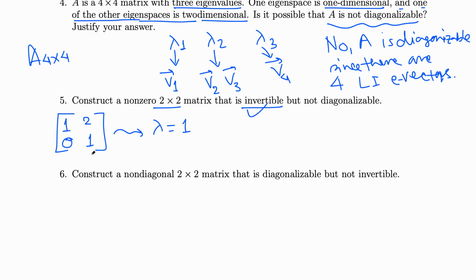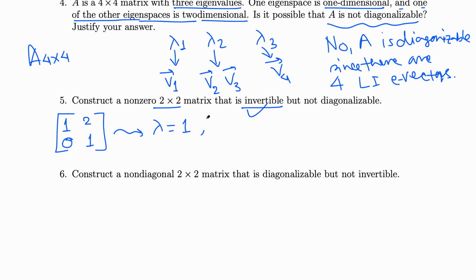Now we can find the corresponding eigenvectors. If we find two linearly independent eigenvectors, then this will be diagonalizable. But unfortunately, when I construct it in this way, if we try to find eigenvectors, there will be only one. That means there are not enough eigenvectors for this matrix to be diagonalizable.